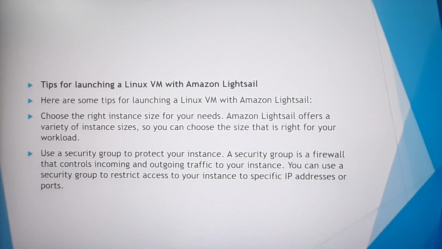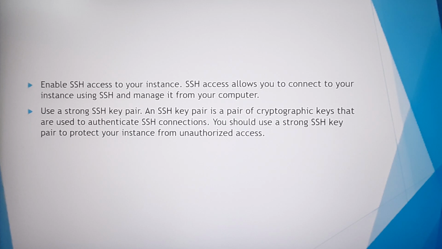Use a security group to protect your instance. A security group is a firewall that controls incoming and outgoing traffic to your instance. You can use a security group to restrict access to your instance to specific IP addresses or ports. Enable SSH access to your instance. SSH access allows you to connect to your instance using SSH and manage it from your computer.